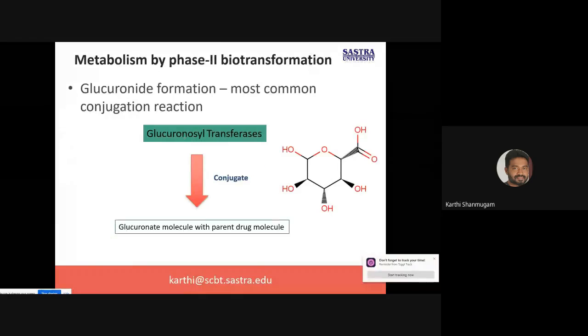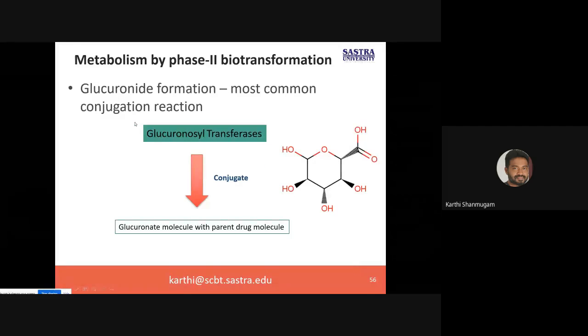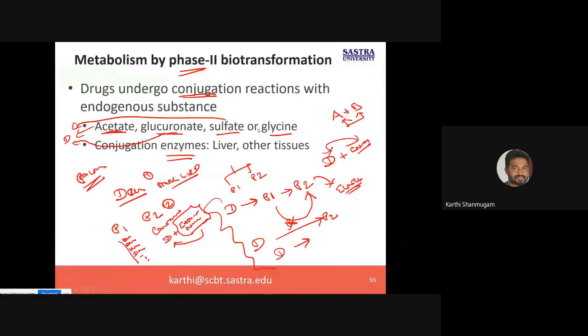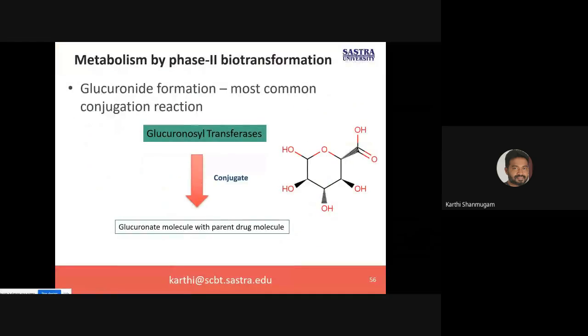So what are the enzymes which play an important role? If the system is going to conjugate glucuronate, we have an enzyme called glucuronyl transferase. It belongs to the transferase family. It's an enzyme, and what it does is it takes the glucuronate molecule. This is an example of a glucuronate molecule. You can see it's a 6-membered ring.